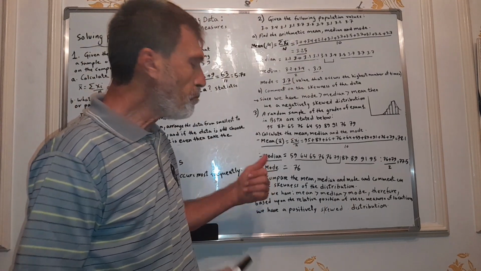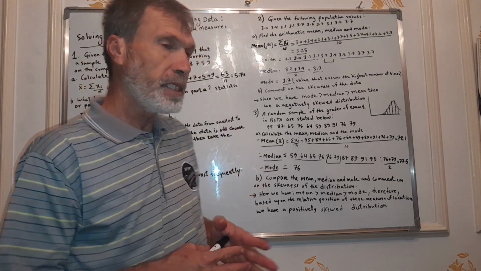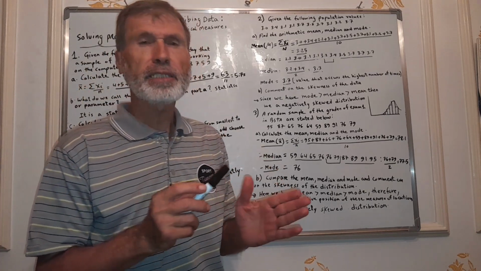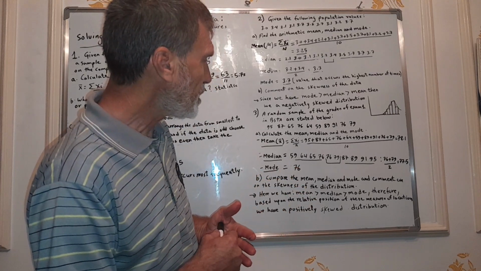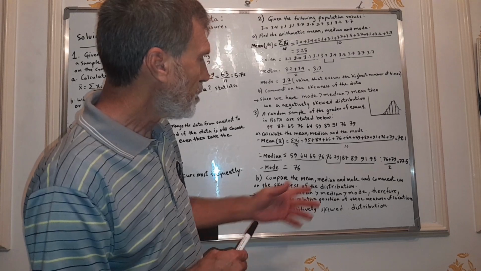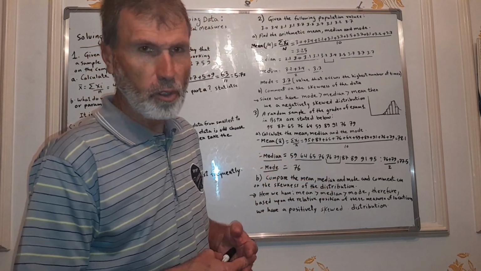Now, as far as the mode, the mode here is the value that exists the highest number of times, and it is 76. As you can see, 76 exists 2 times, more than any other value. Therefore, it is the mode.